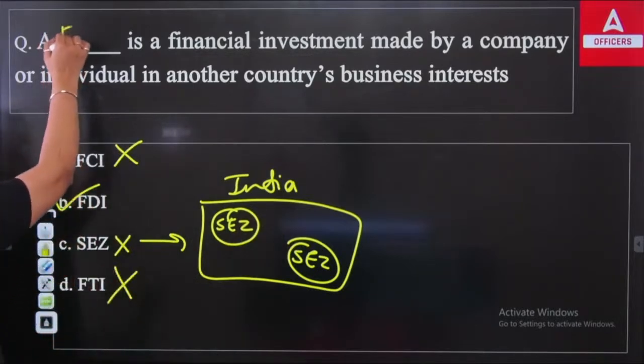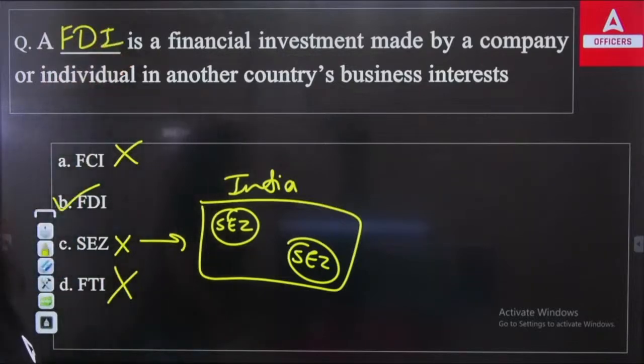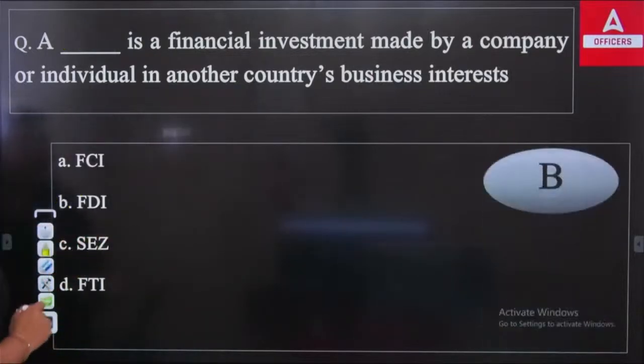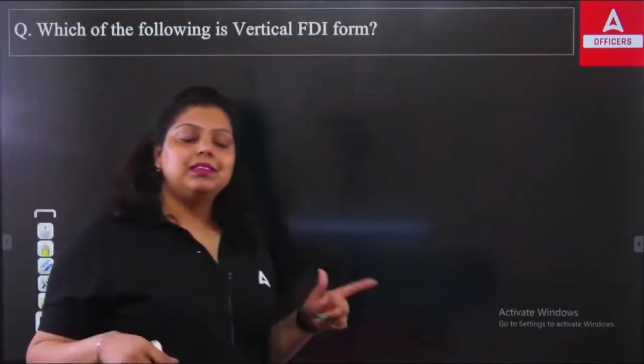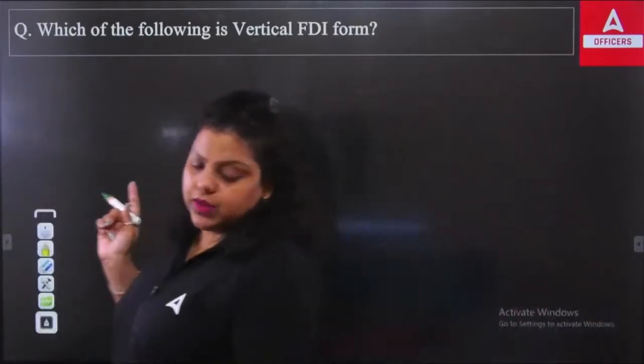When any particular individual or company wants to invest in another country's business interest, that is known as FDI. That is known as what? FDI, foreign direct investment. So I hope you have understood the right answer now. What is the right answer? FDI, foreign direct investment. So whenever a foreign company invests in an Indian company, or whenever a person invests in an Indian business with more than 10% capital, that is known as FDI.